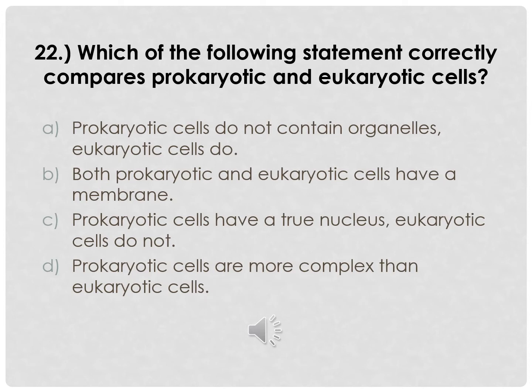Which of the following statements correctly compares prokaryotic and eukaryotic cells? If we remember that pro means before and eu means true, it can help us remember that eukaryotes are more complex than prokaryotes. In this case, answers B, C, and D are incorrect. A is the correct answer because prokaryotes do not contain organelles and eukaryotic cells do. These organelles include the nucleus, mitochondria, Golgi apparatus, and others.